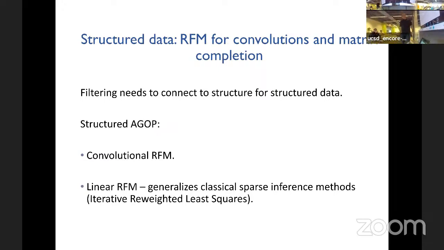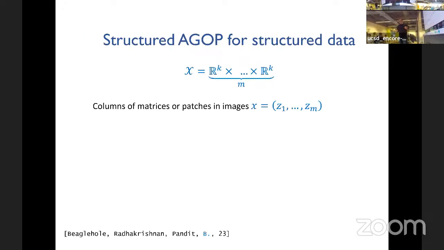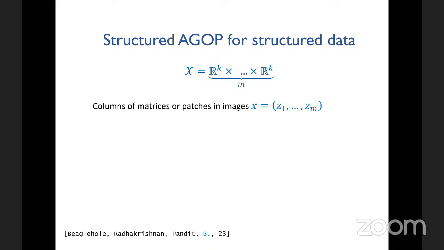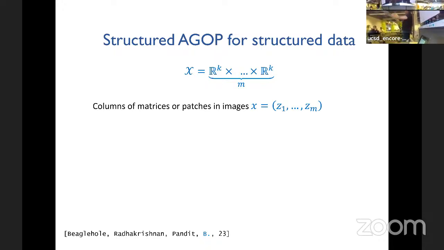Okay, so let me discuss a little bit what happens for matrix completion. And for this, you need this idea of a structured AGOP, and maybe I don't want to discuss this too much. But imagine I have a matrix now. My problem will be matrix completion, meaning that I will have some entries, and I want to fill out the remaining entries subject to the constraint that this matrix is low rank. Obviously, otherwise I can fill in anything I like.